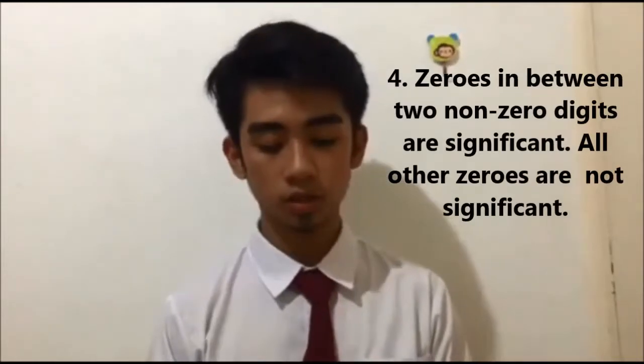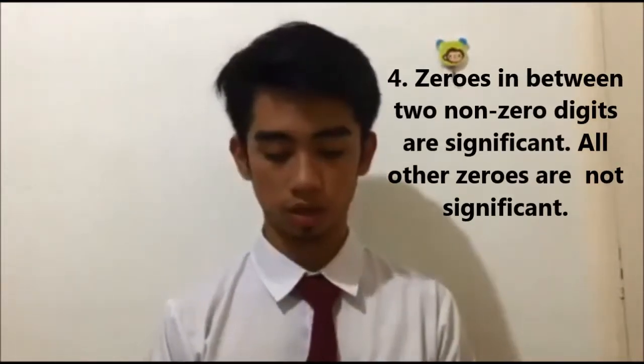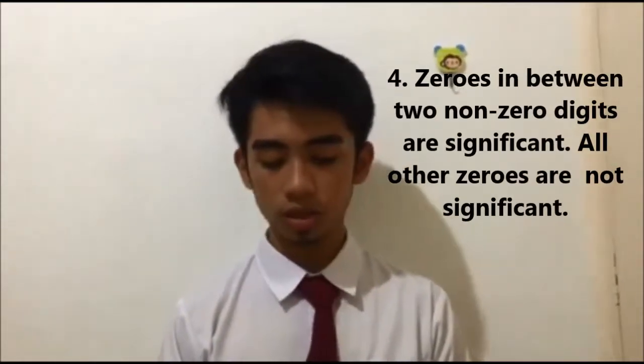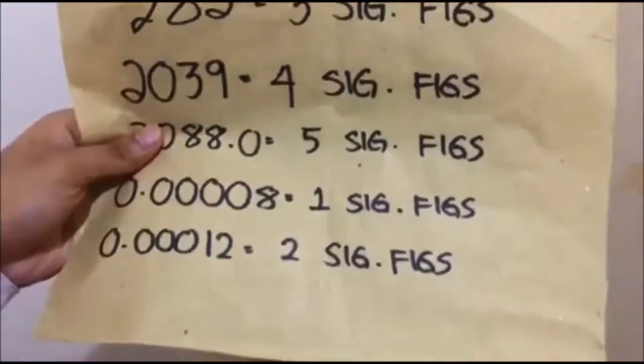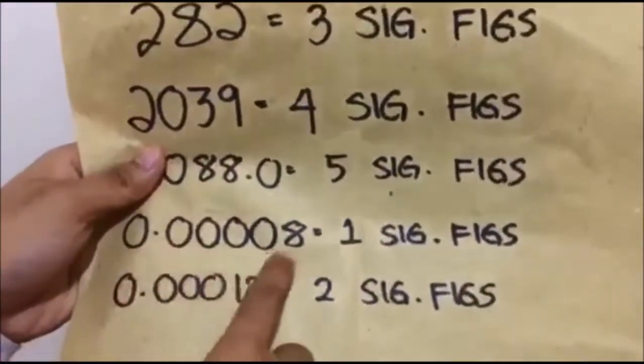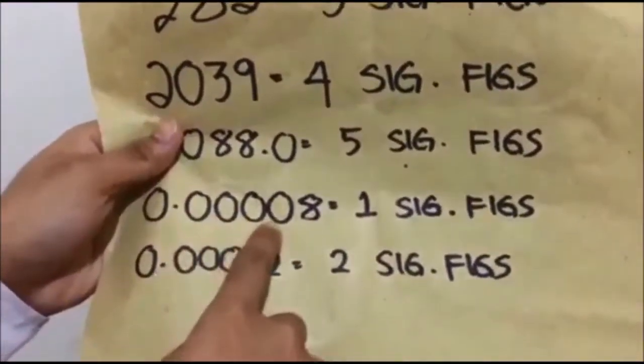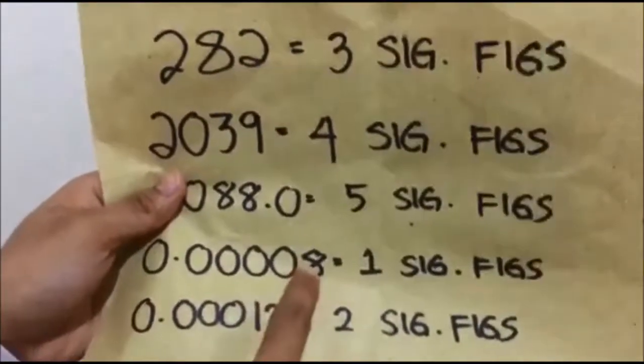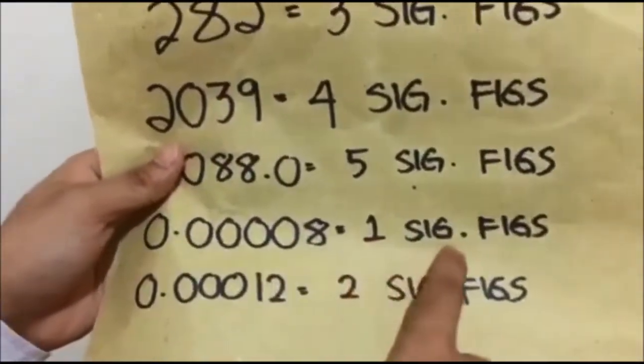The fourth rule is, any zero after the first non-zero digit is still significant. The zeros before the first non-zero digit are not significant. For example, 1 significant figures. Kasi 1 lang siya kasi ito, nasa rule number 4 siya. Kaya 1 lang siya, 8. 1 significant figures lang siya.